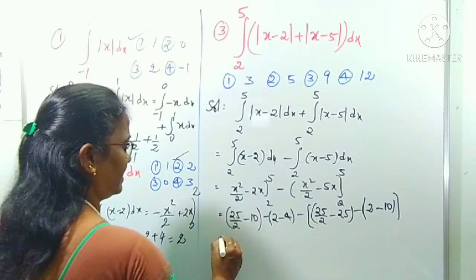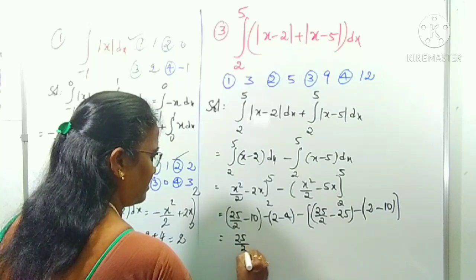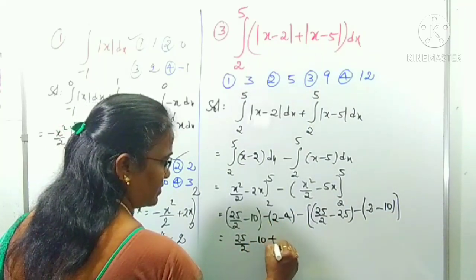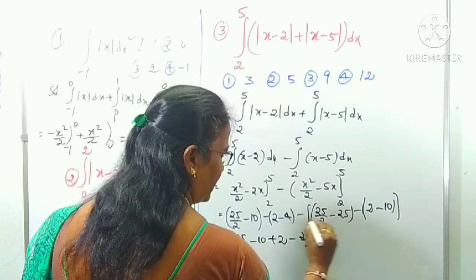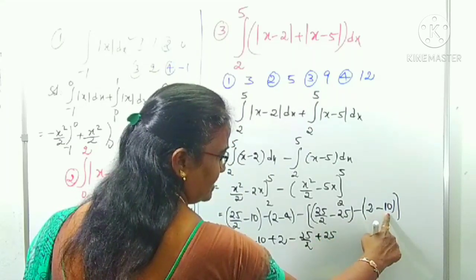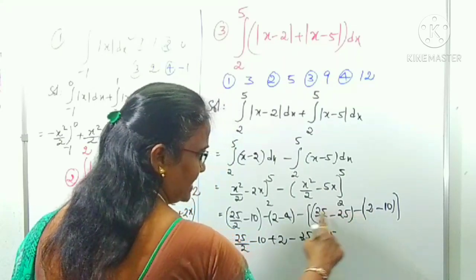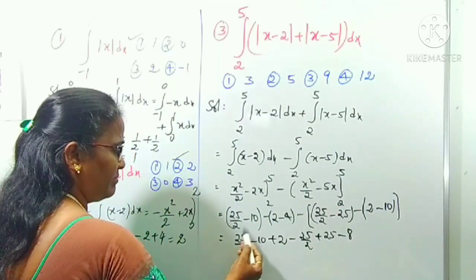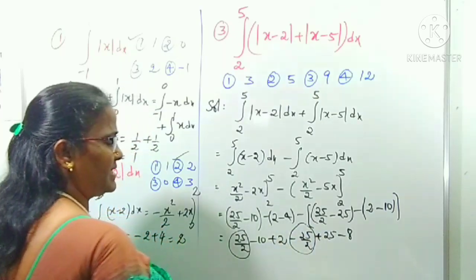Next, we can make the simplification here. I am taking the separation: 25 by 2 minus 10. Here 2 minus 4 is minus 2, minus or minus plus 2. Here minus 25 by 2, minus or minus plus 25. 2 minus 10 is minus 8, minus or minus plus 8. Plus 8 into minus 8, right? We can observe that 25 by 2 here and this one get cancelled, right? Because one is plus, another is minus.